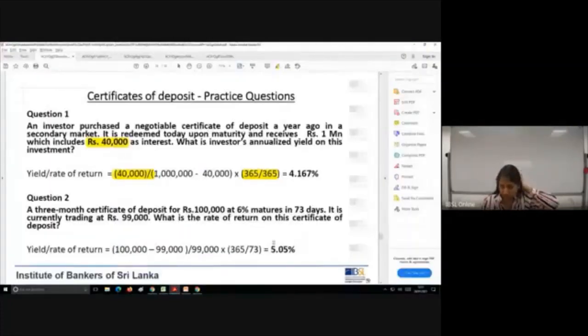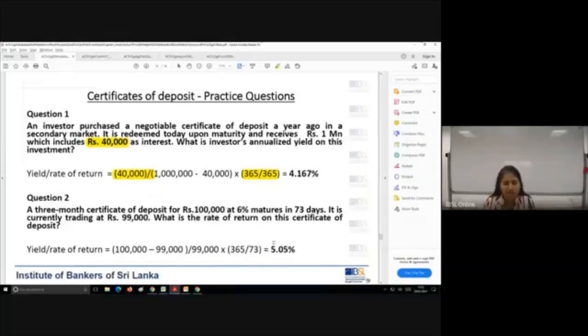Question number 2: a 3-month certificate of deposit for 100,000 at 6% matures in 73 days. It is currently trading at 99,000. What is the rate of return of this certificate of deposit? Simply because it's trading in the secondary market, and from the secondary market point of view, you want to know your yield rate. Okay. So simply the discount divided by the amount that you invest will get you the 5.05%. So this is from the point of view of the secondary market alone.